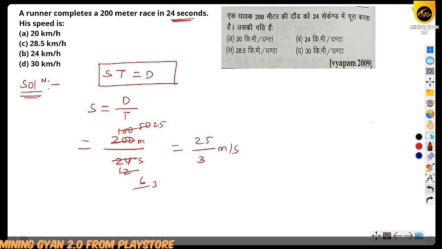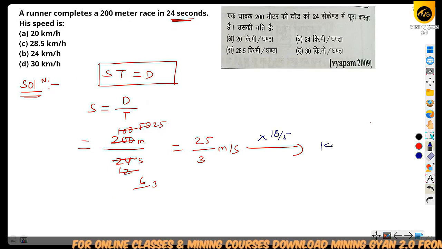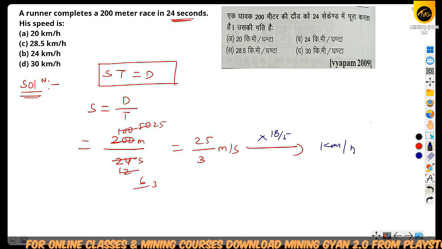While simplifying, we got 25 divided by 3 meter per second. But options are available in kilometer per hour. Then we have to convert meter per second into kilometer per hour. So just multiply by 18 divided by 5. If you want to convert 25 divided by 3 meter per second, just multiply by 18 divided by 5 and you can convert it into kilometer per hour.